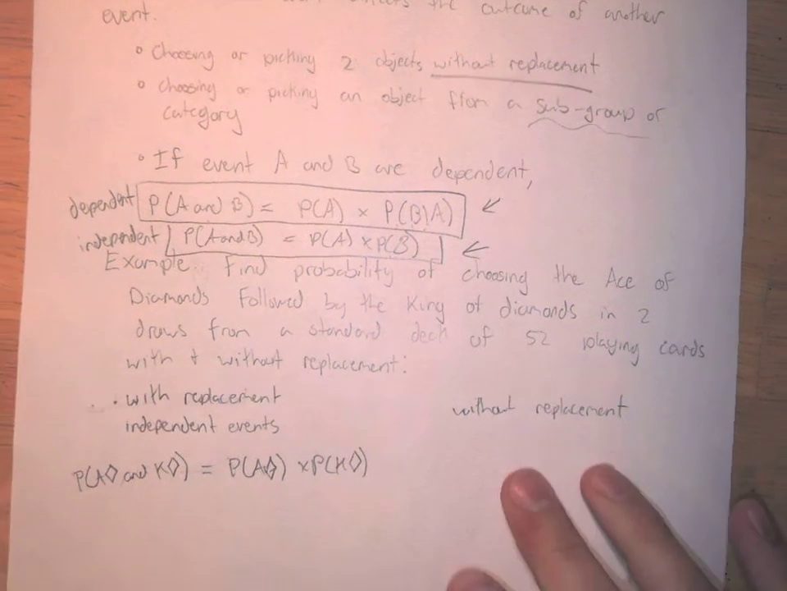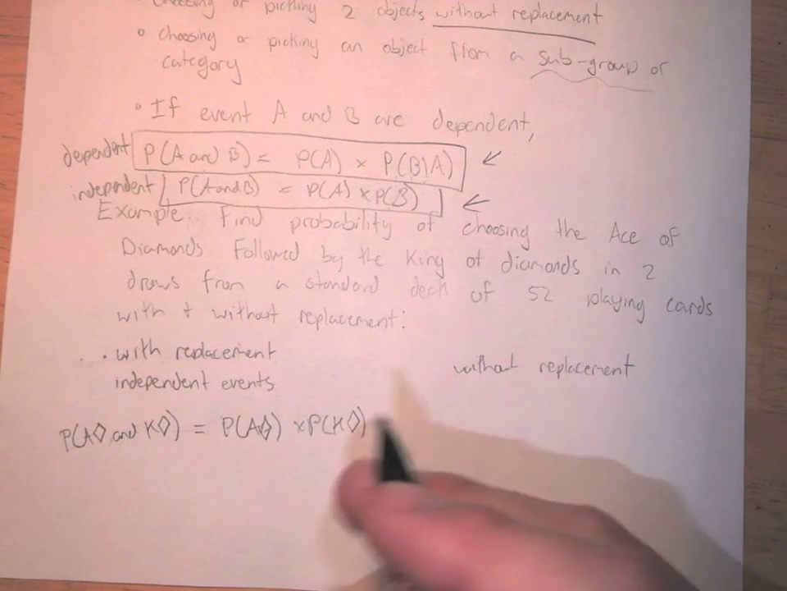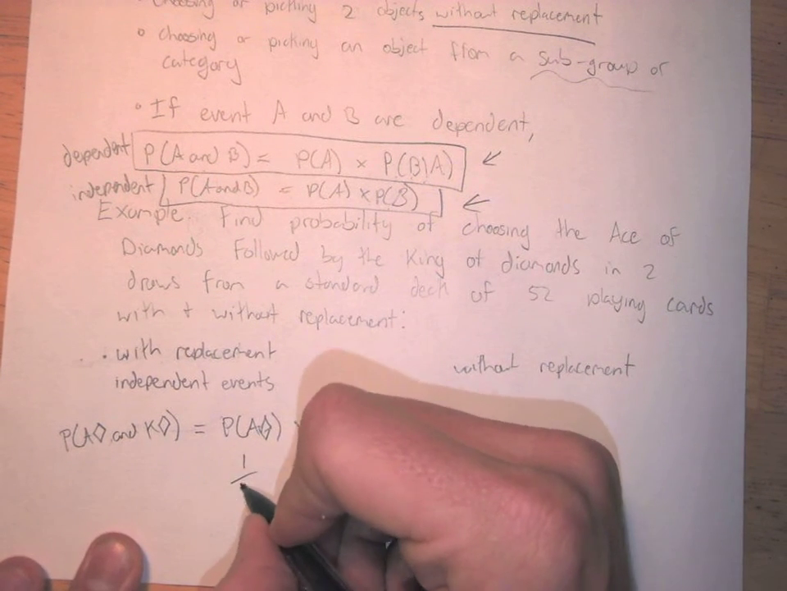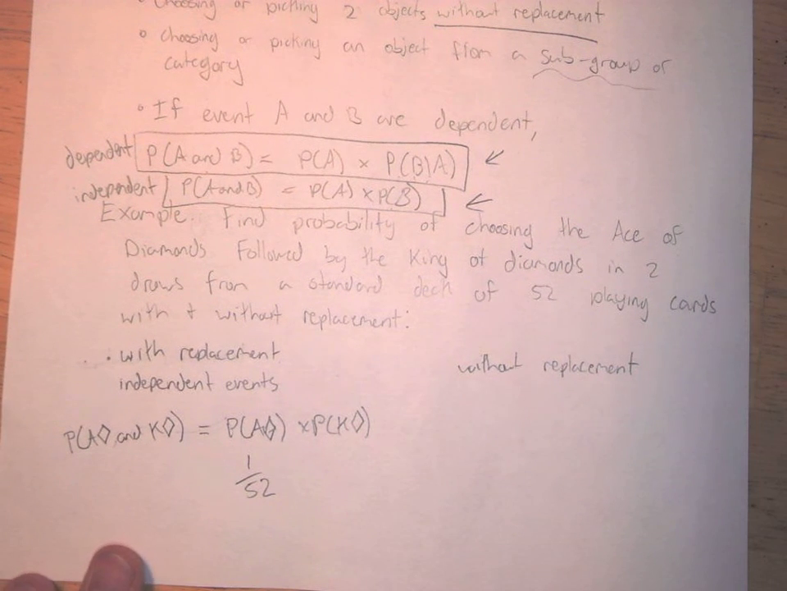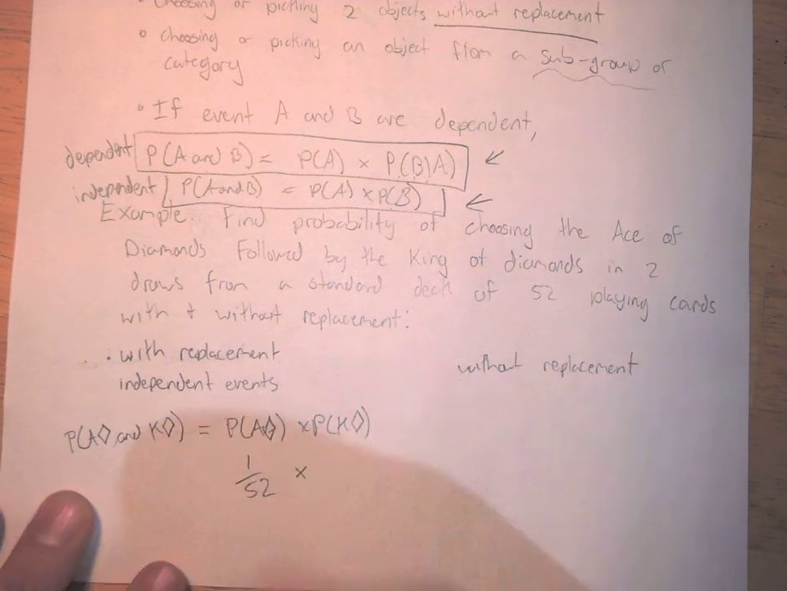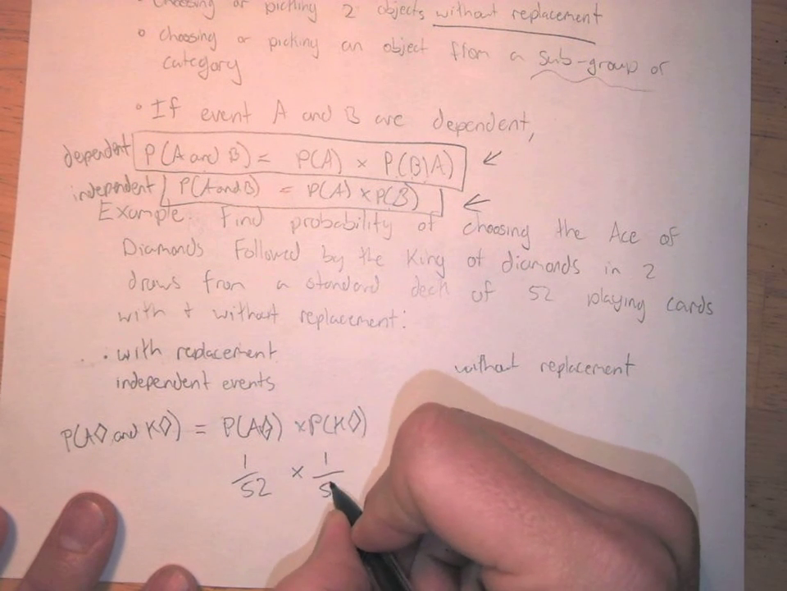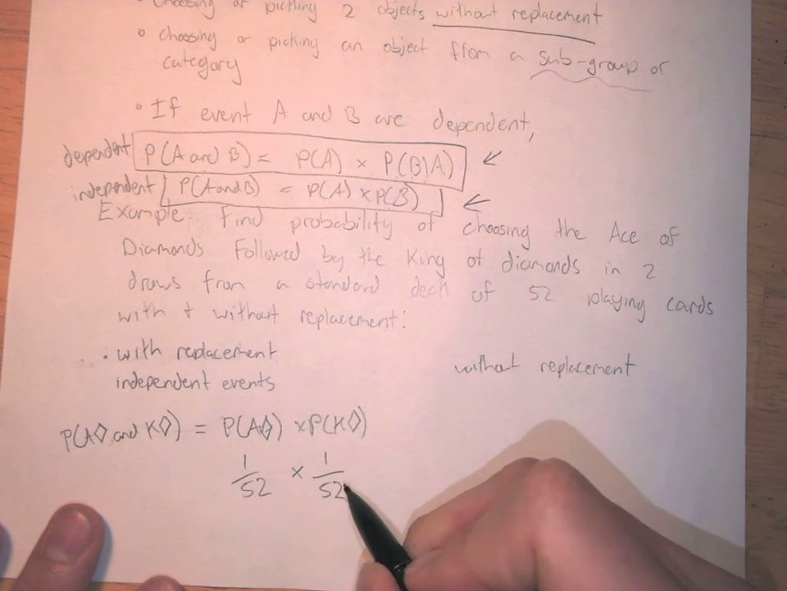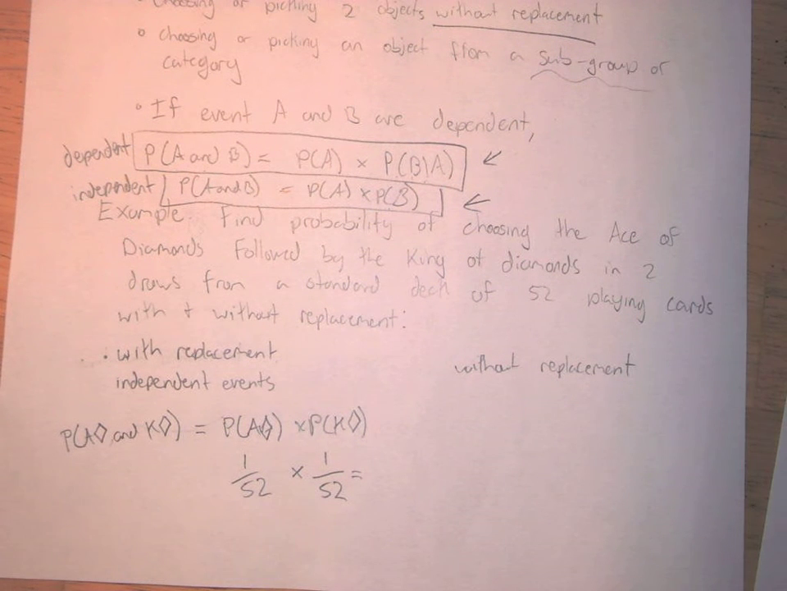Okay, so there's 52 cards in the deck. There's only one ace of diamonds, so this is a 1 out of 52 chance of pulling that ace of diamonds. Then you put the card back in the deck and you reset. So now you still have the same 52 cards to choose from. You could still choose that ace of diamonds potentially, but we want the king of diamonds now. There's only one king of diamonds, and there's 52 ways to do that. Okay, so when you multiply these two probabilities, we'll see what we get.